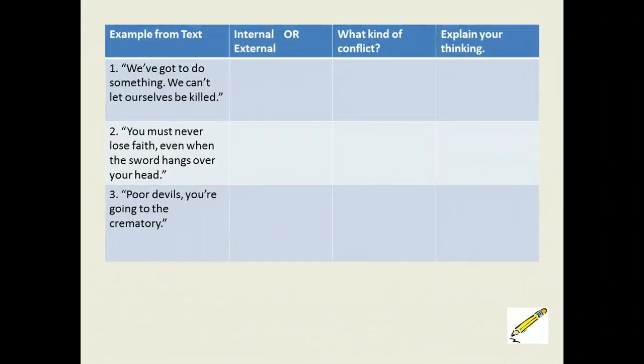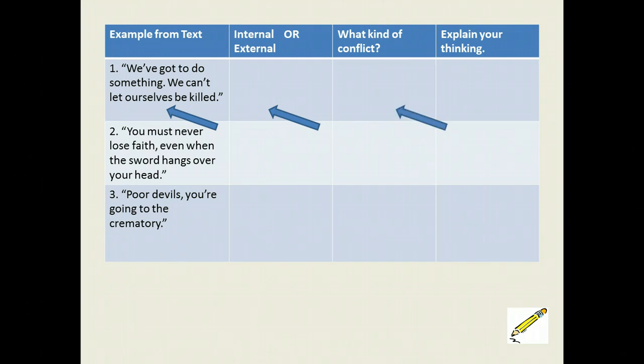This is what I want you to make it look like. So you've got the quick little example from the text. You're going to make 1 column to tell me if it's internal or external. You're going to make 1 column to tell me what kind of conflict. And then at the end, you're going to explain your thinking. So our first example: we've got to do something. We can't let ourselves be killed. Is that internal or external? You'll write it in the next column.